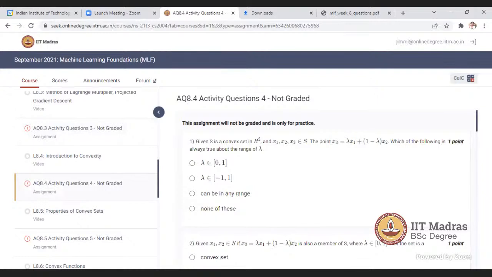So given S is a convex set in R square space, and x1, x2, x3 belong to S. The point x3 equals lambda x1 plus (1 minus lambda) x2. Which of the following is always true about the range of lambda? So I think many of you say 0 to 1. It can be any range because there's an x3 also. It's not just x1 and x2. Okay, yeah, exactly. I'll show it.